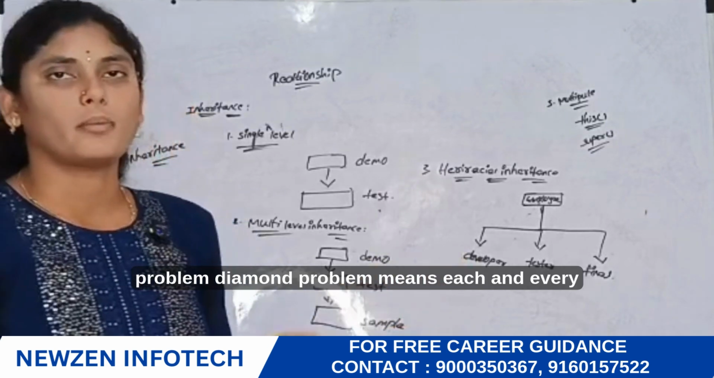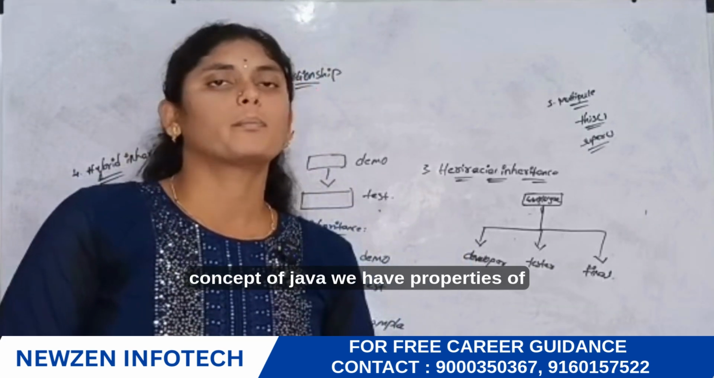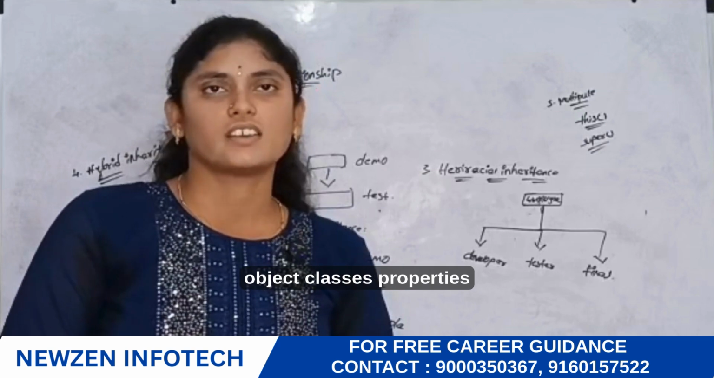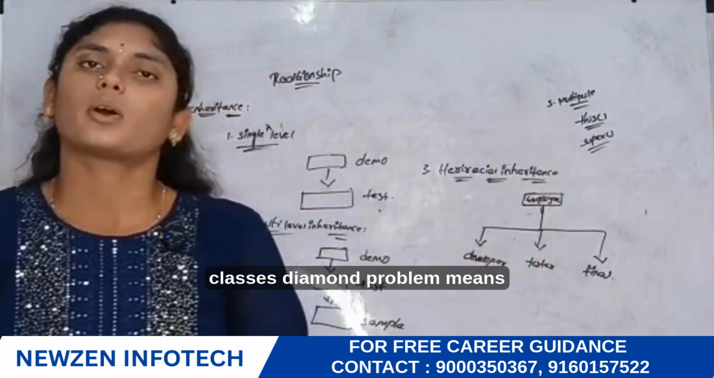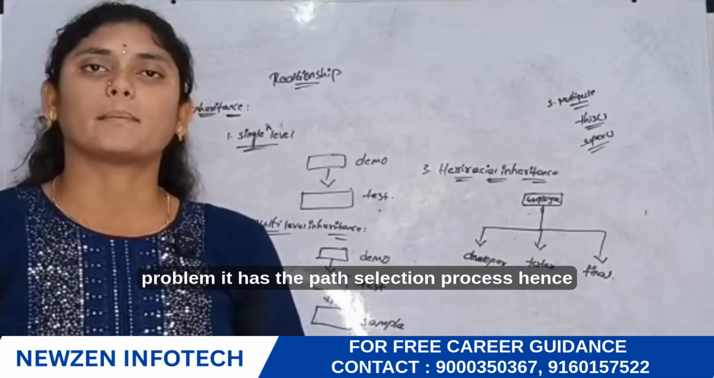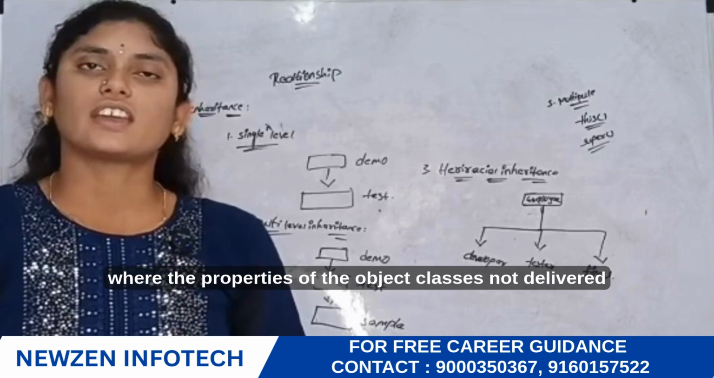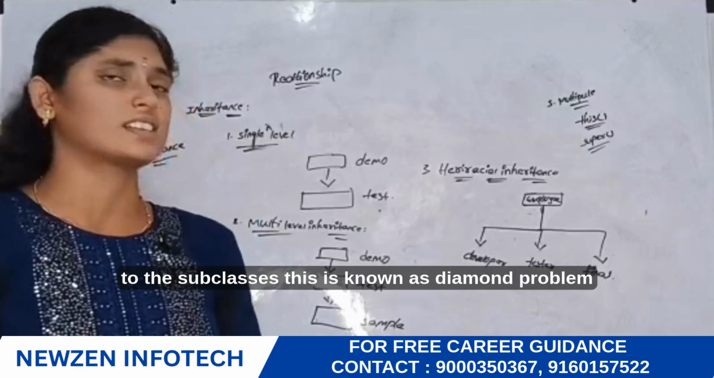Next, the diamond problem. In every concept of Java we have the properties of the Object class. The diamond problem has a path selection process, where the properties of the Object class are not delivered to the subclasses. This is known as the diamond problem.